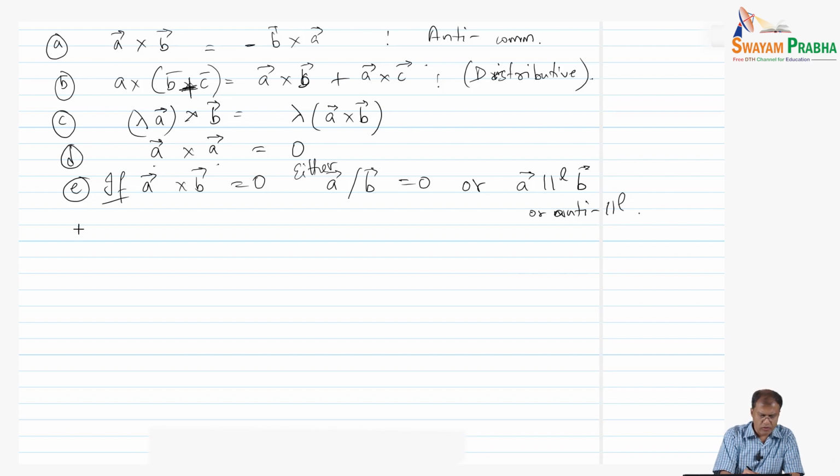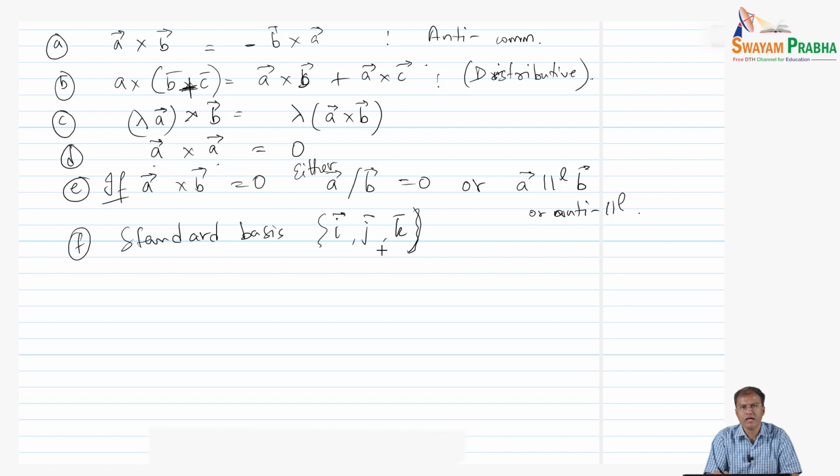Okay, so coming back to this set of properties and applying them to our standard basis in 3D, this is i, j, k. What is the standard basis? This is the set of three vectors which are of magnitude 1 and they are orthogonal. So we can quickly check that i cross j is going to give us k, and j cross k is going to give you i, and then k cross i.